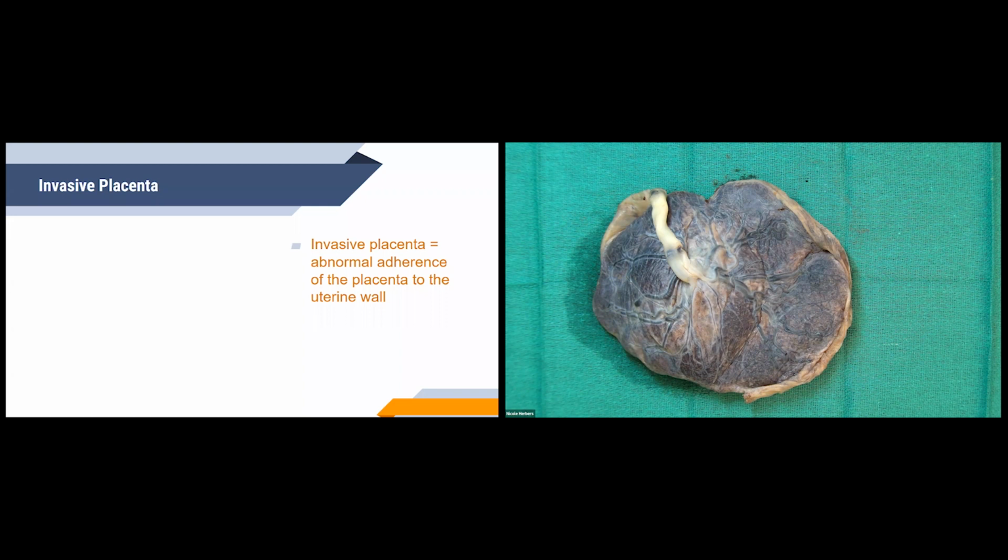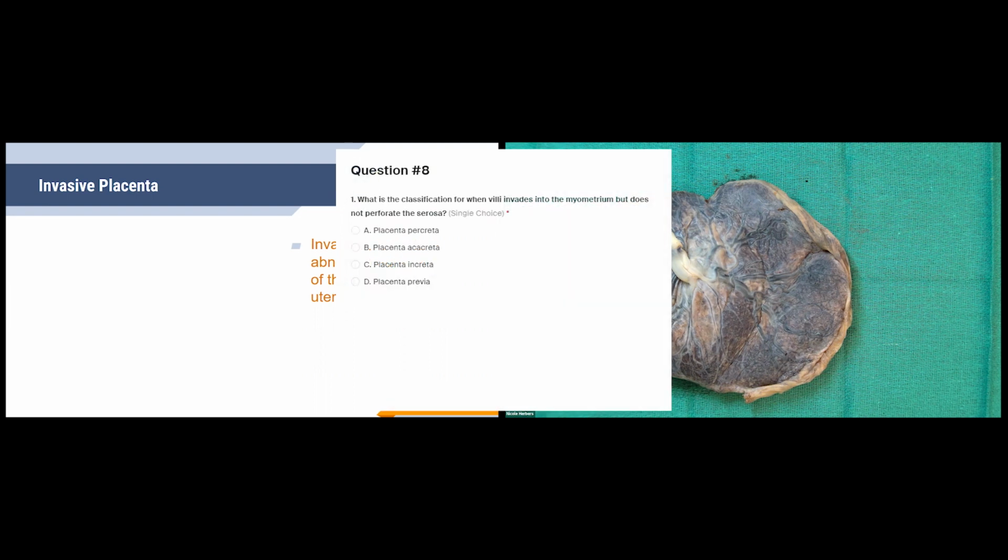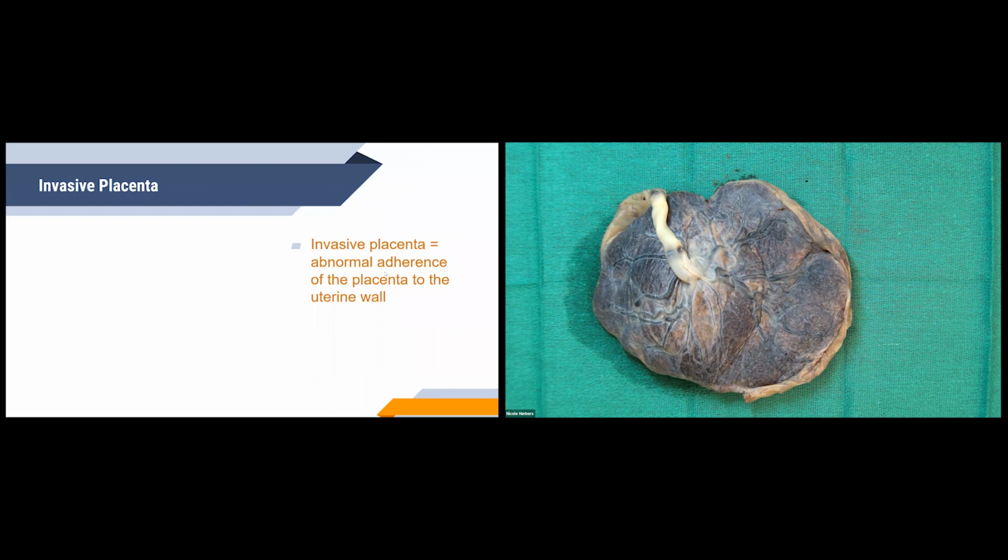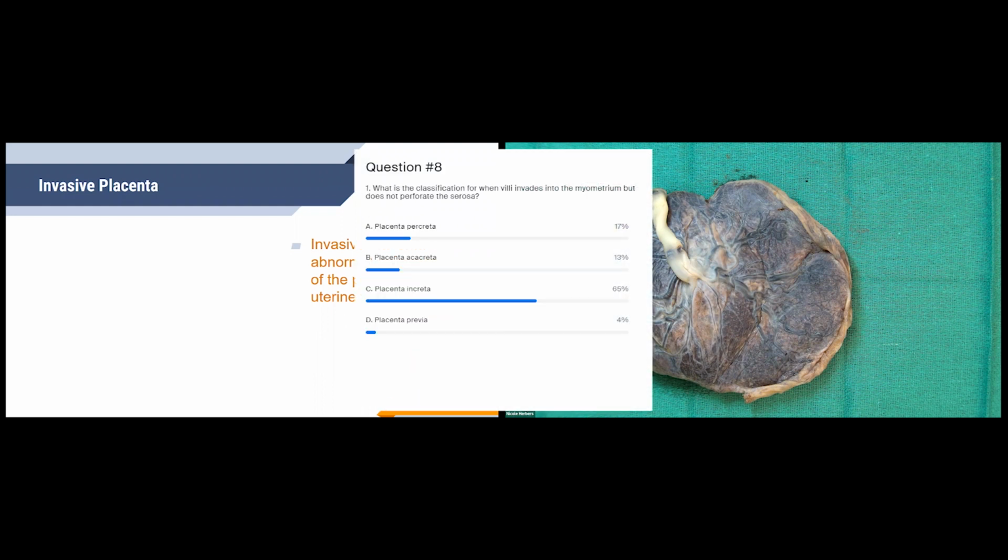Invasive placenta is the abnormal adherence of the placenta to the uterine wall. I'll put up our next polling question here. What is the classification for when villi invade into the myometrium but do not perforate the serosa? Okay, so I'm going to end the polling there and share the results with you. Great job. It is placenta increta.